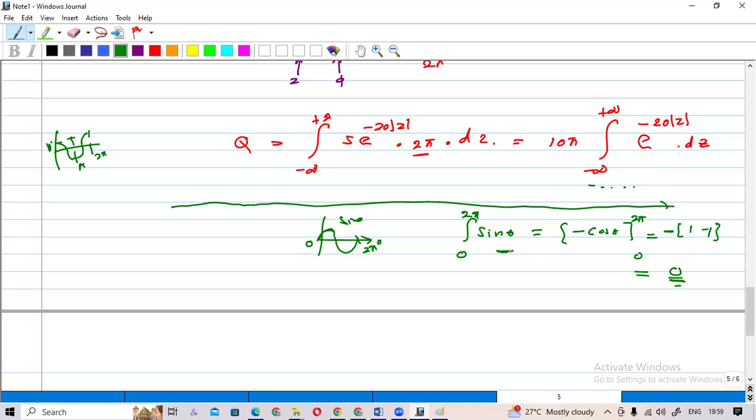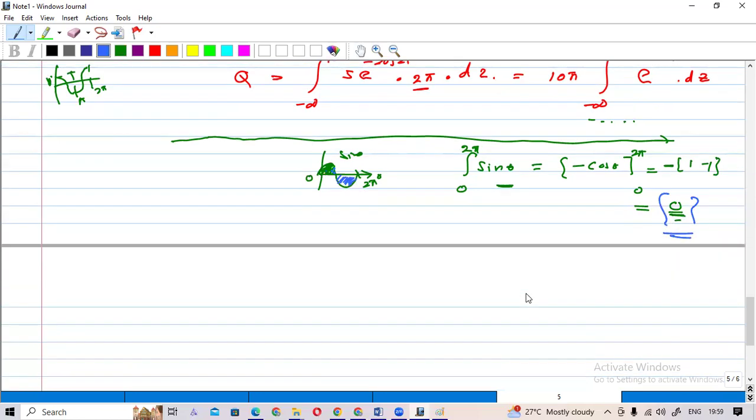Integration means I am finding the area of this half cycle and the area of this half cycle, and I have to get the algebraic sum. So this area is equal to this area, and one is minus. So minus and plus cancel, and I will have 0. Can you remember that from A level?